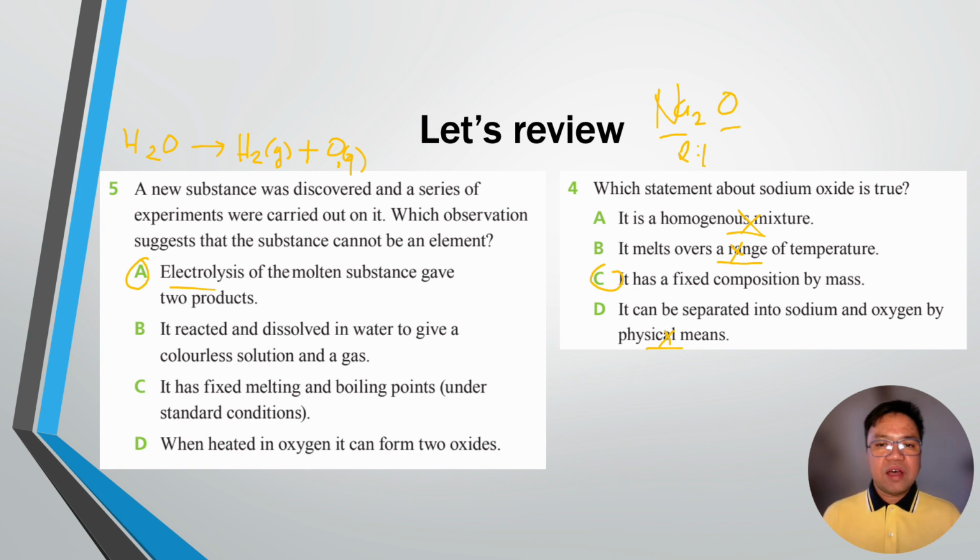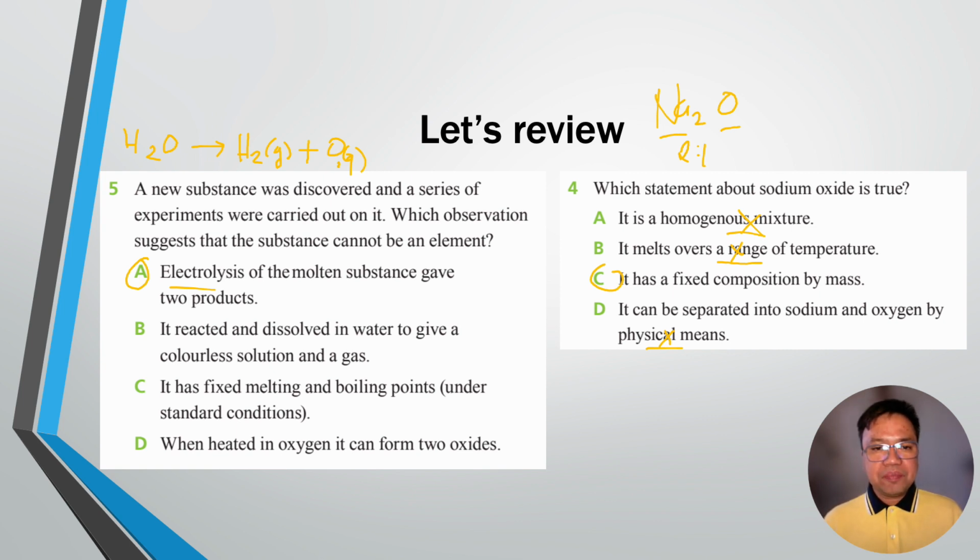Let's examine why the other choices do not suggest that the substance cannot be an element. For letter B, it reacted and dissolved in water to give a colorless solution and gas. Elements can react with other substances and still be elements. For example, metallic elements often react with acids to produce hydrogen gas and a salt in solution. The result of an element reacting with water doesn't necessarily mean it's not an element. Rather, it shows how it reacts with another compound, water in this case.